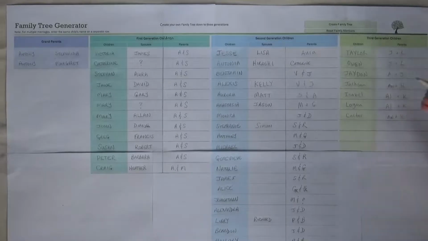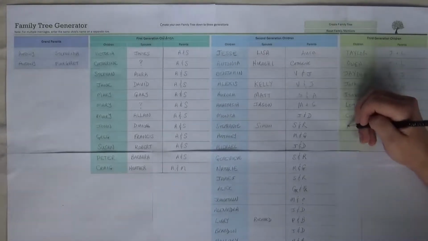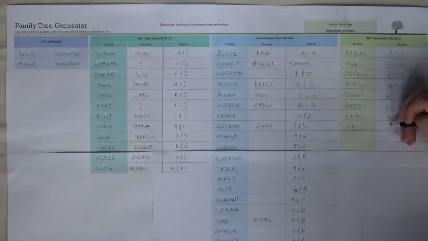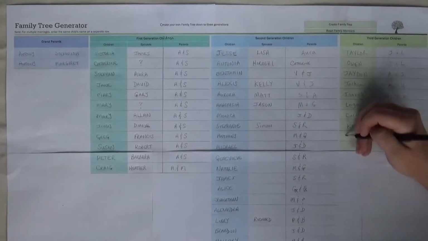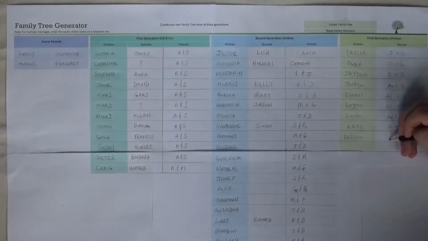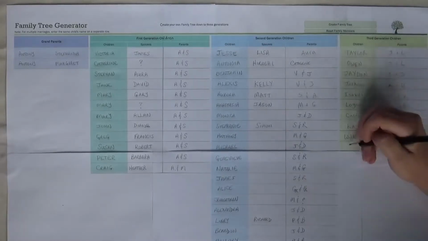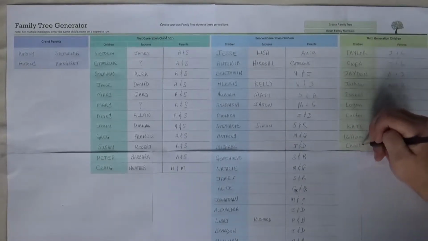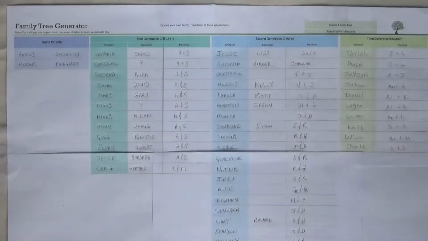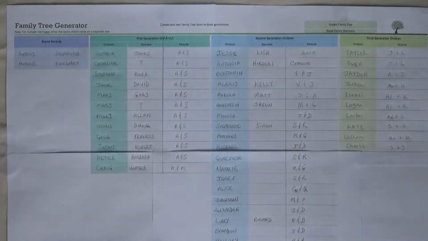And then Kate. Kate is Stephanie and Simon's first child. And William. William is Aurora and Matthew's first child. And then Charlie. Charlie is our latest arrival, and he is Simon and Stephanie's as well. Oh. And there's our completed family tree.